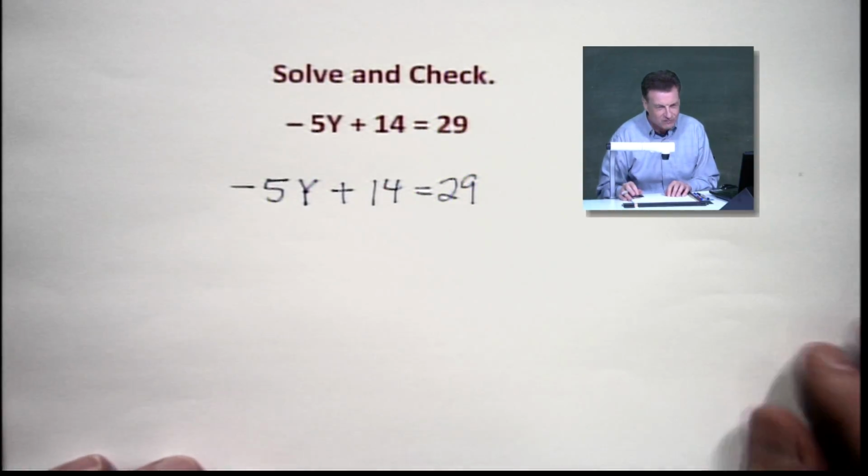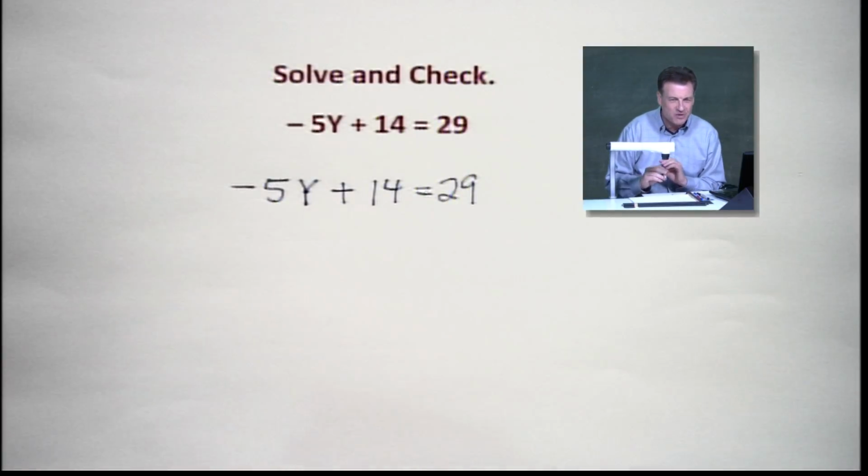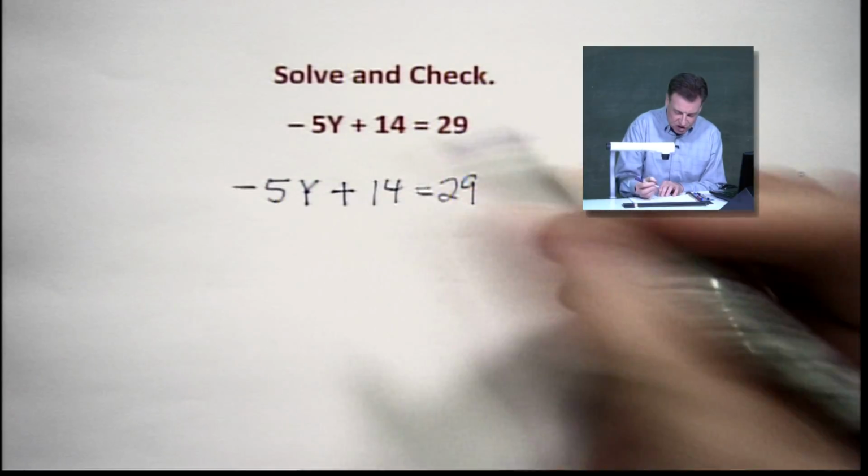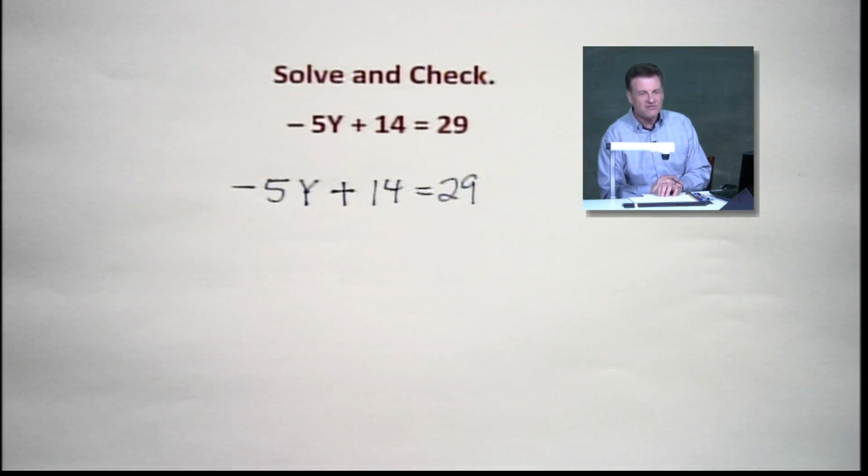It could be very, very true. But let's work through our method. We've got a 14 that needs to move. It is in there by addition. We also have a -5 in the front of this y value.